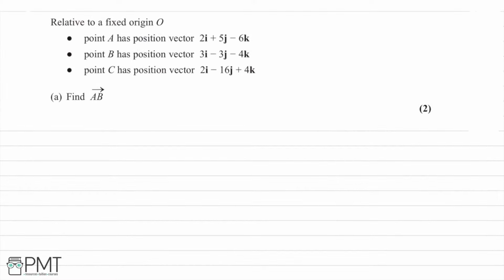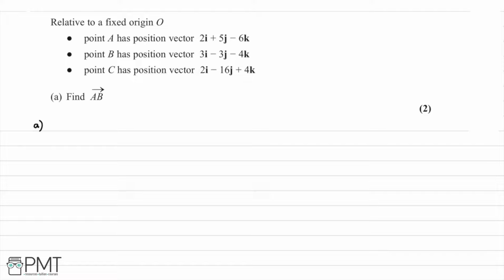So in this question, we're told that relative to a fixed origin O, point A has position vector 2i plus 5j minus 6k, and point B has position vector 3i minus 3j minus 4k, and thirdly, point C has position vector 2i minus 16j plus 4k. And for 2 marks, what we're asked to do is to find AB.